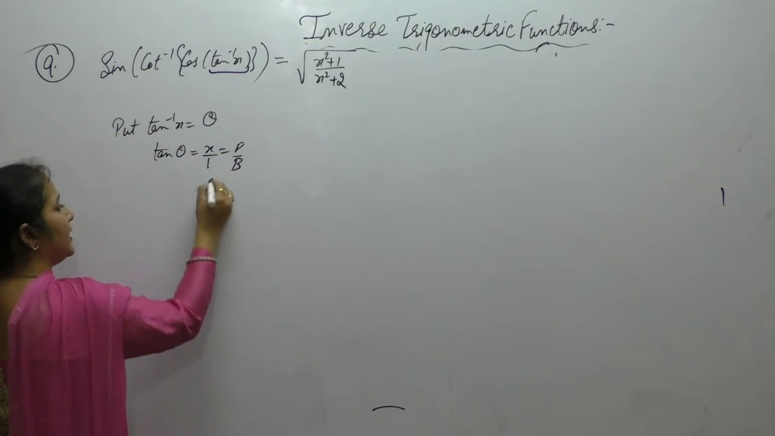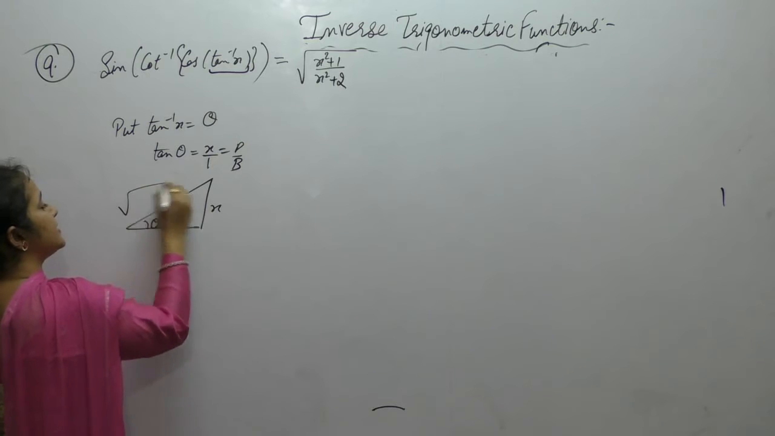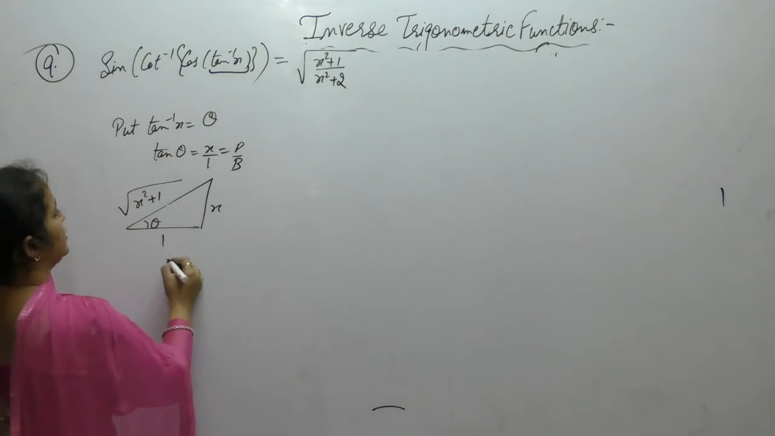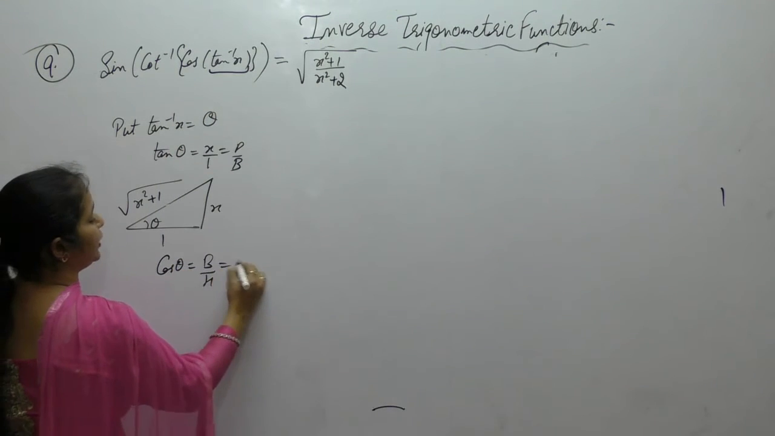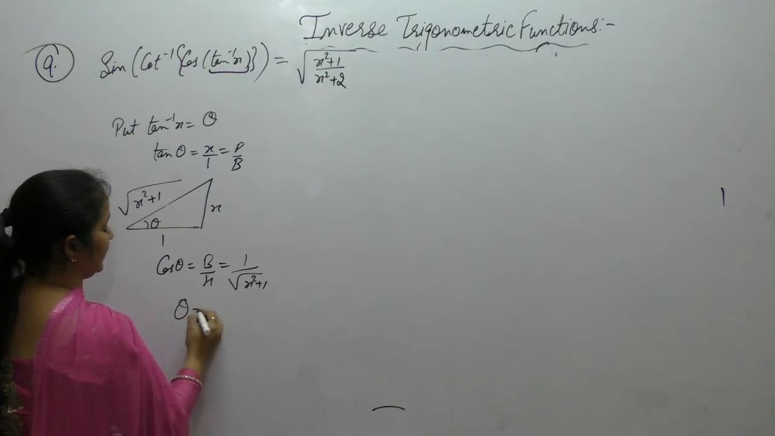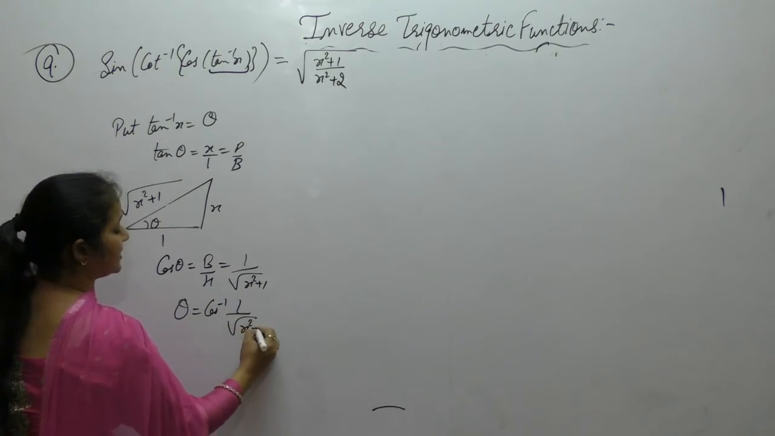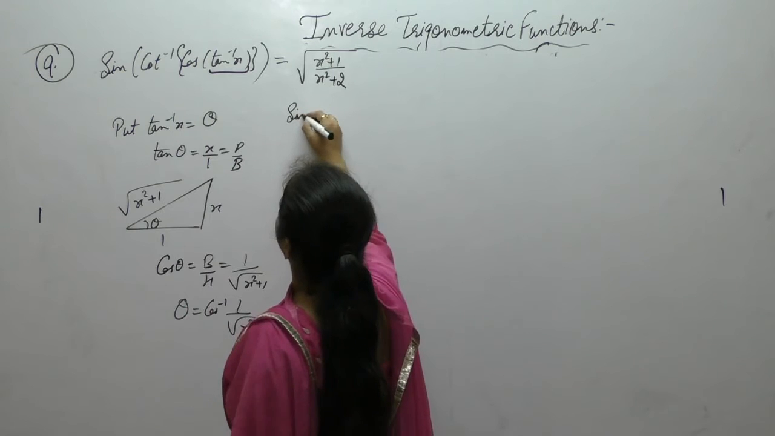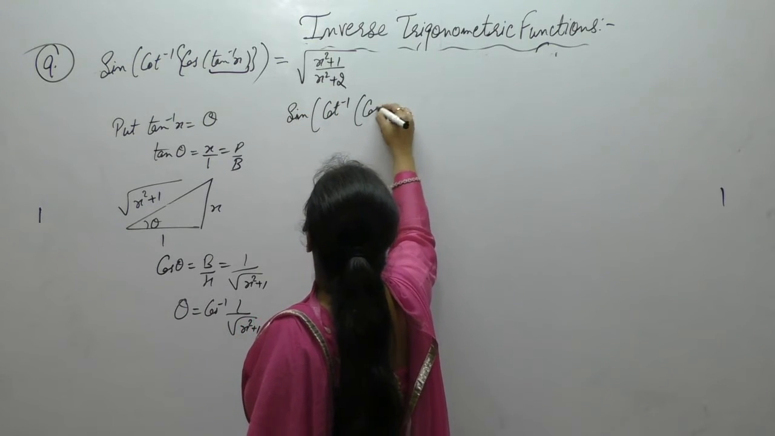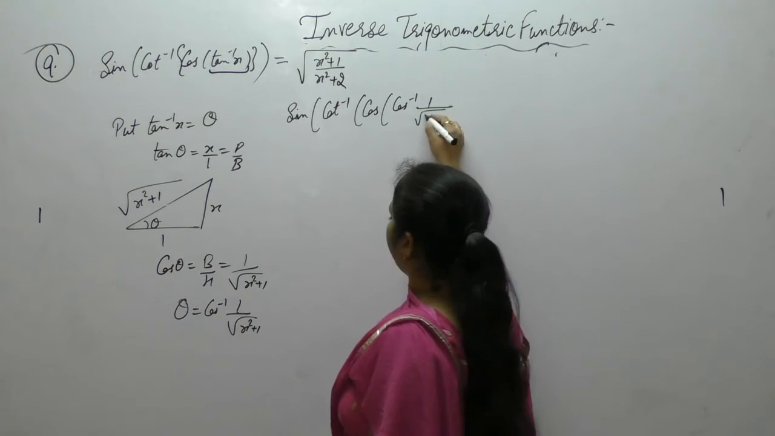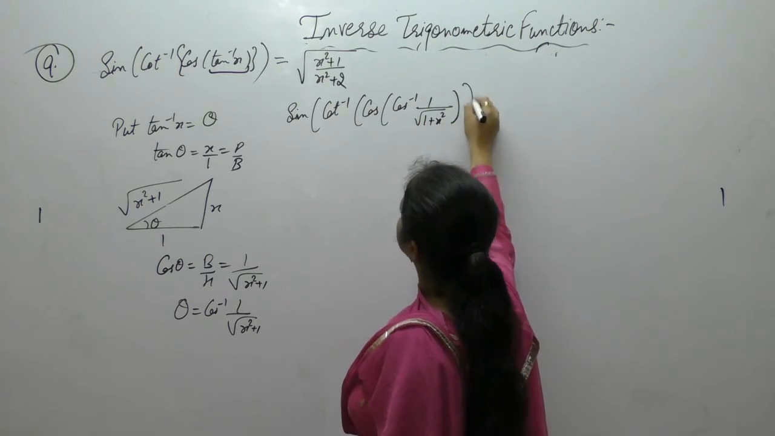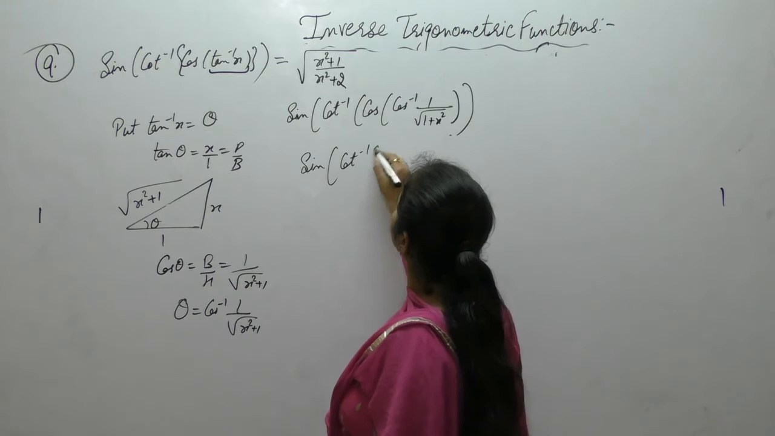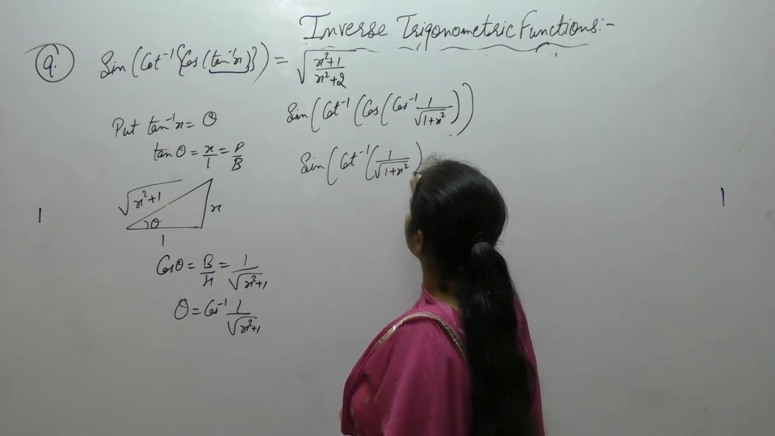Tan is perpendicular upon base. Hypotenuse is perpendicular square plus base square. Here we want the term of cos. So cos theta is base upon hypotenuse. So from here we get theta as cos inverse 1 upon square root of x square plus 1. So put this value here: sine of cot inverse cos of cos inverse 1 upon root of 1 plus x square. Clear? Cos and cos inverse will get cancelled. So we get it as cot inverse 1 upon root of 1 plus x square.